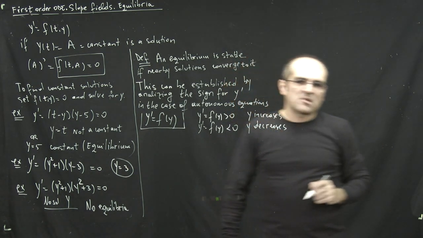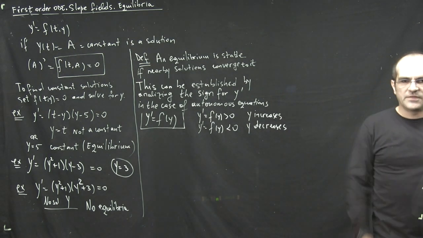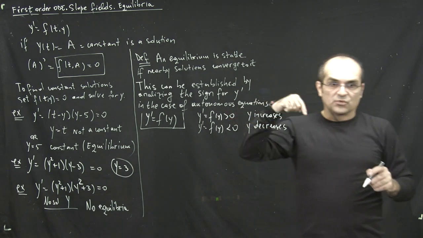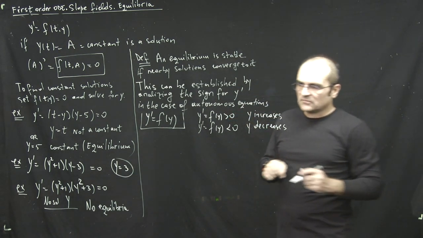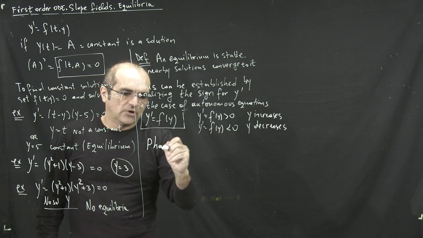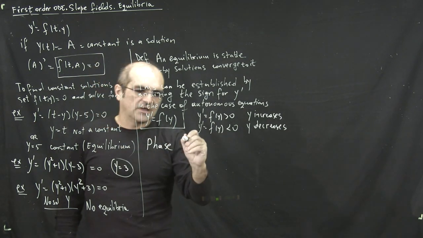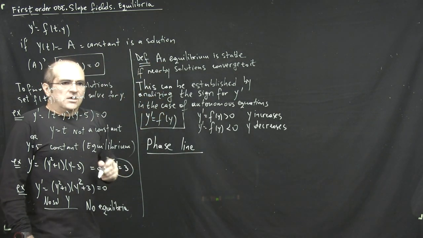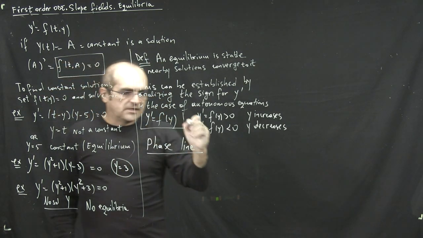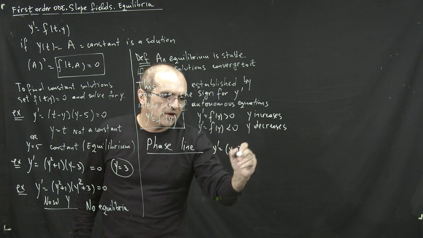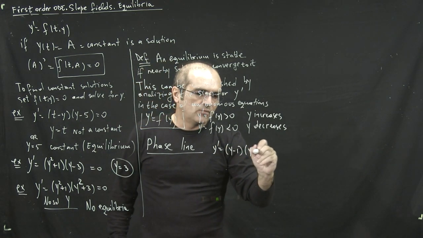So if I only care about the stability, I can simply look at the signs of f of y, and I can indicate with arrows whether the solution goes up and down. So this is the so-called phase line, which gives you a quick way to establish the stability of equilibrium points. So let's consider an example. Let's say y prime is equal to y minus 1, y minus 5, let's say.